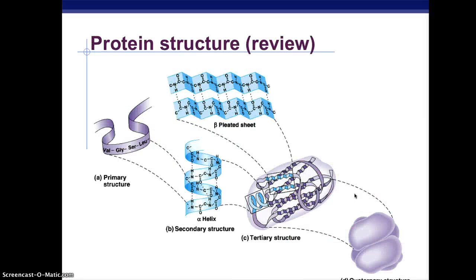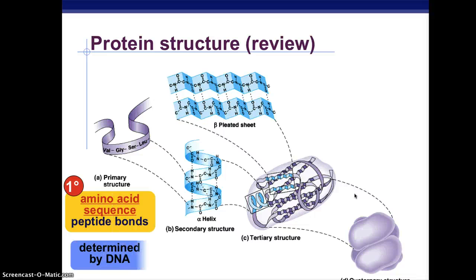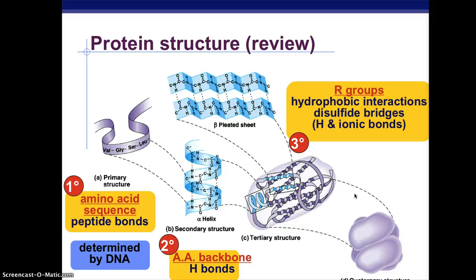Okay. So again, a big overview. The first level of organization is the primary structure, which is quite simply the order of the amino acids. The secondary structure is going to be local folding, interactions between the backbones of amino acids. AA means amino acids. Tertiary is going to be the hydrophobic interactions, disulfide bridges, hydrogen bonds, ionic bonds between the R groups. And then the final level of organization is going to be the quaternary form, where we have multiple polypeptides interacting together.